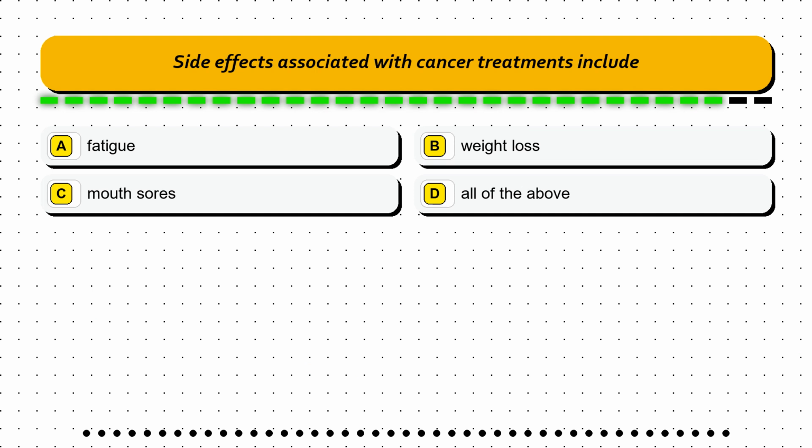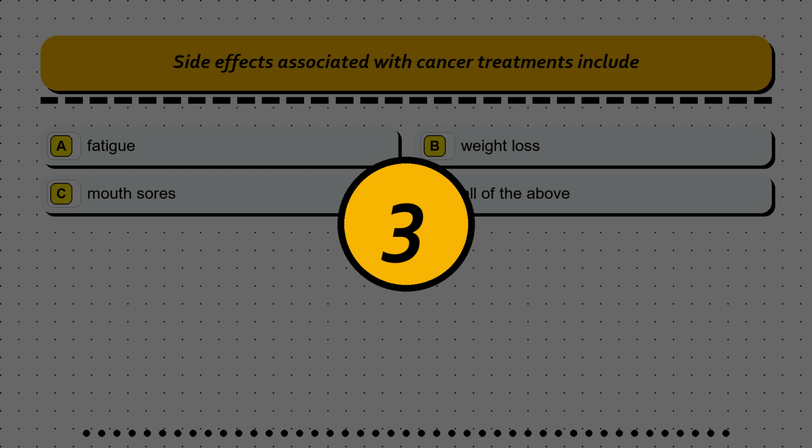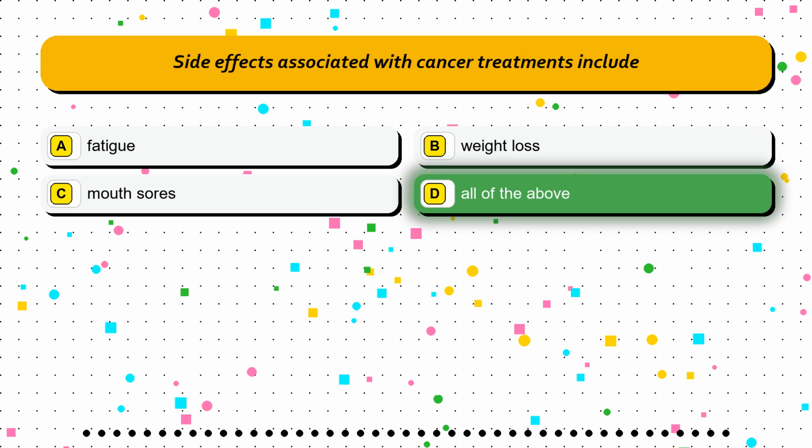Question 13. Side effects associated with cancer treatments include: Option A, fatigue. Option B, weight loss. Option C, mouth sores. Option D, all of the above. The correct answer is option D, all of the above.